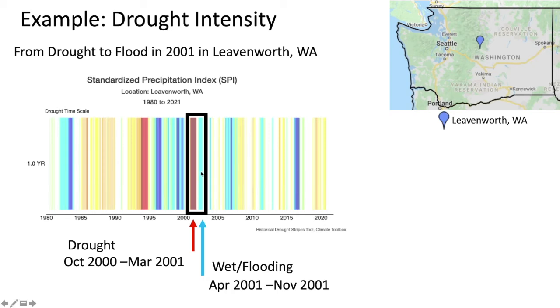And then right after that, it was followed by a moderately wet period where there was a lot of flooding in this time period. And there was a lot of severe damage from the flooding along the rivers from that time period. So this was just an interesting case of drought followed directly by flooding in a single year where both had big impacts.